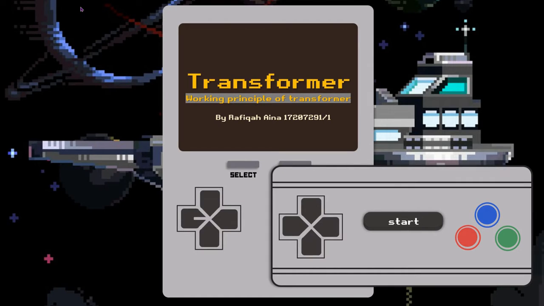Hi everyone. Today we learn about the working principle of a transformer. Let's get started.